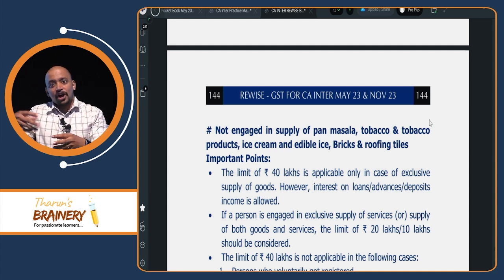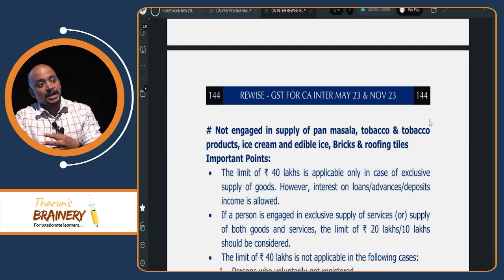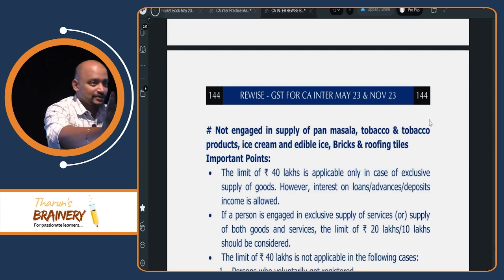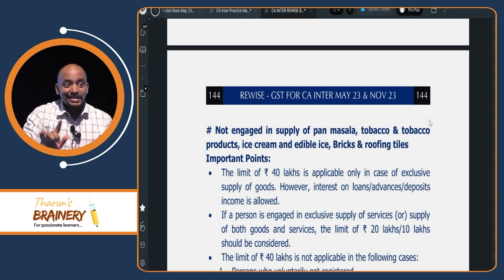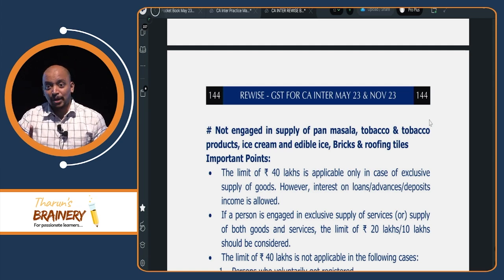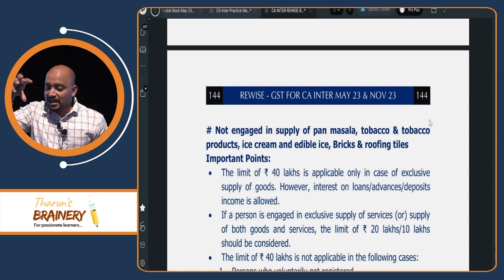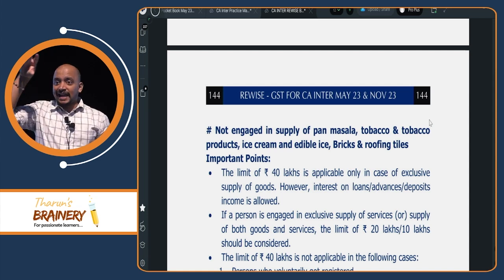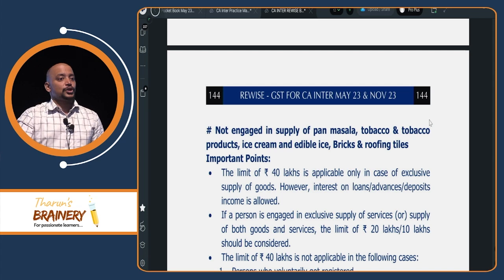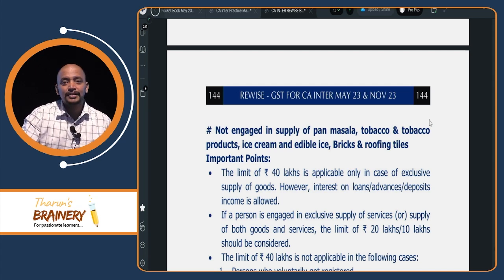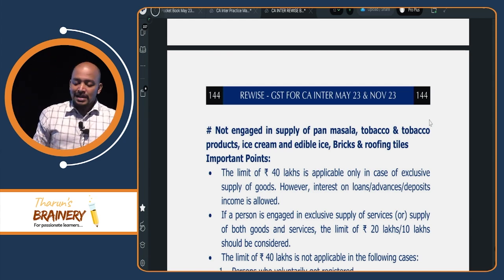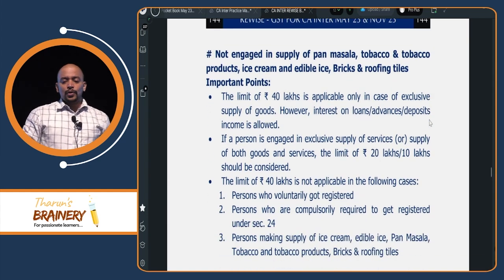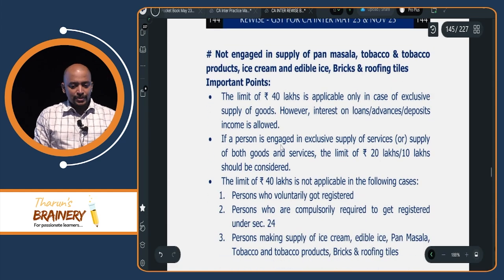There is a small shop. They sell chocolates, biscuits, small items, and they also sell cigarettes. Now, will they get the 40 lakhs limit? Yes, because they are not exclusively engaged in supply of tobacco products. Suppose there is a pan shop engaged in sale of pan masala and tobacco products, then the 40 lakhs limit is not applicable. You understood or not? The limit of 40 lakhs is applicable only in case of exclusive supply of goods.